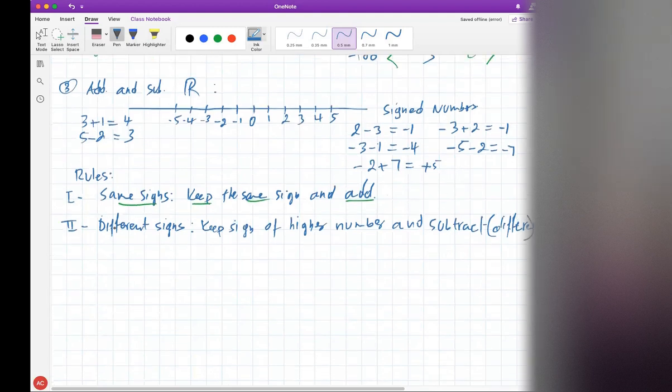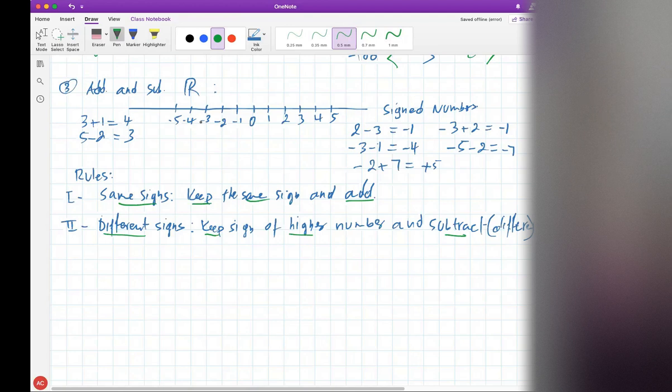If the signs are different, do the difference, which means subtract. Maybe remember it that way. Different, do the difference. Same, add. Same sign, keep it and add. For different signs, keep the higher sign and subtract. So these are the two rules, okay? We concluded these based on that. We understand why we say that because of this.